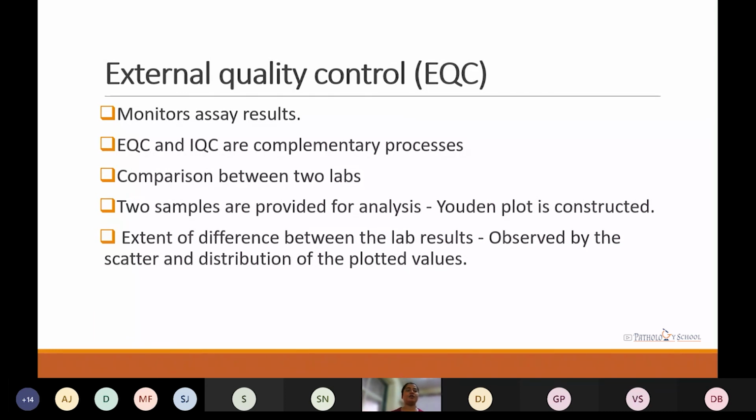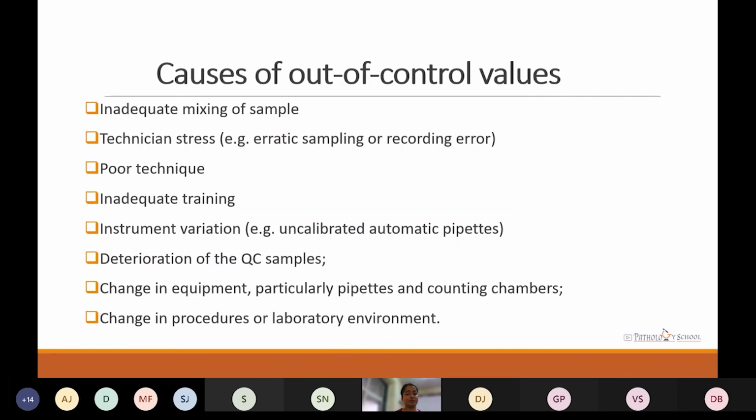Both these IQC and EQC are complementary processes, and they will compare between the two labs. The two samples are provided to you. You plot a Youden plot. Then the extent of difference between the lab results can also be observed by the scatter and distribution of the plotted values.